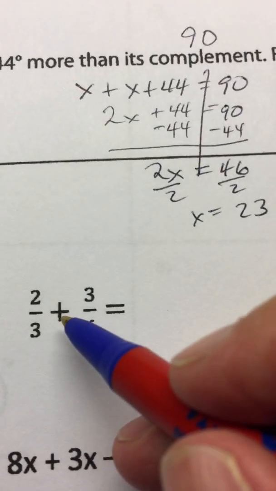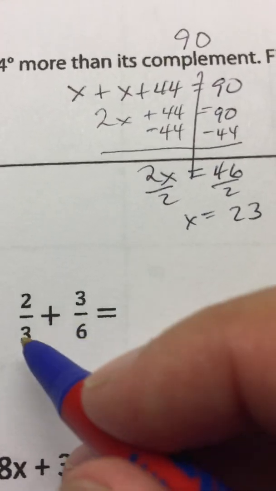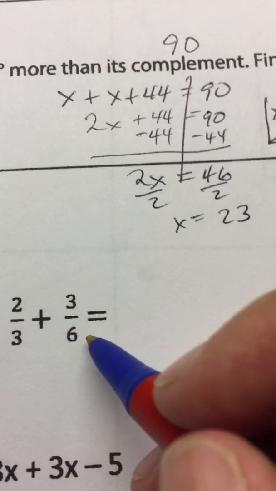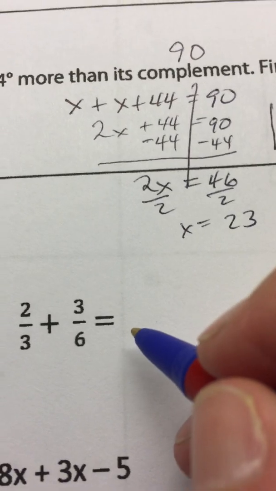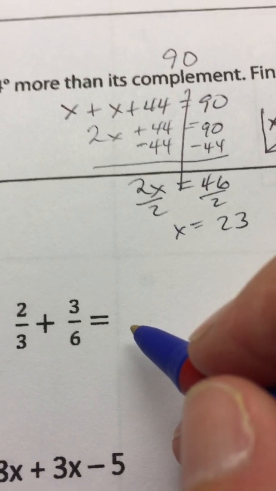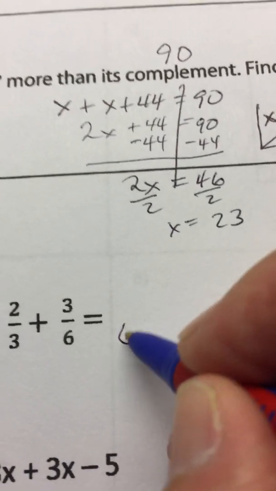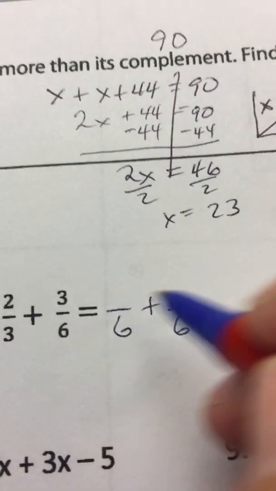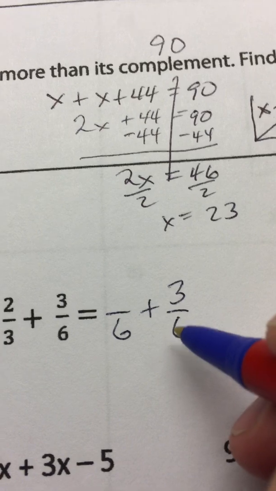Again, addition has to have the same bottom numbers, and they don't have the same bottom number, but they will both go evenly into 6. So I'm going to use 6 as my bottom number. You could have also used 12. You could have also used 18. There's a bunch of bigger numbers that they go into, but 6 is the smallest one that they both go into. This one already has a 6 on bottom, so I'm going to leave it as 3/6.